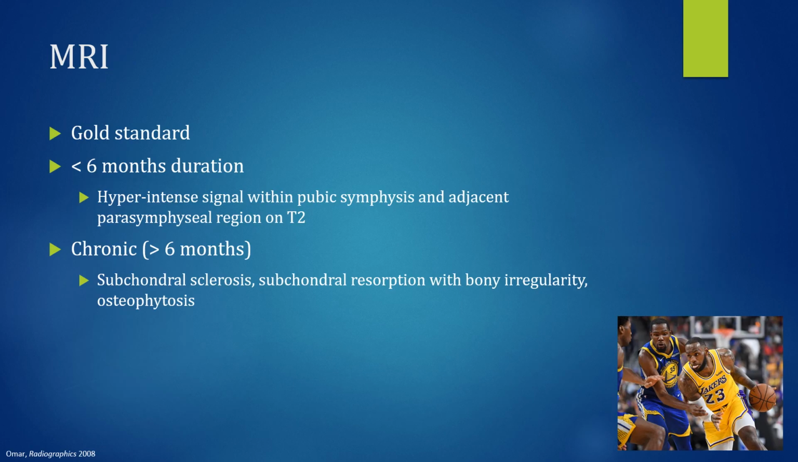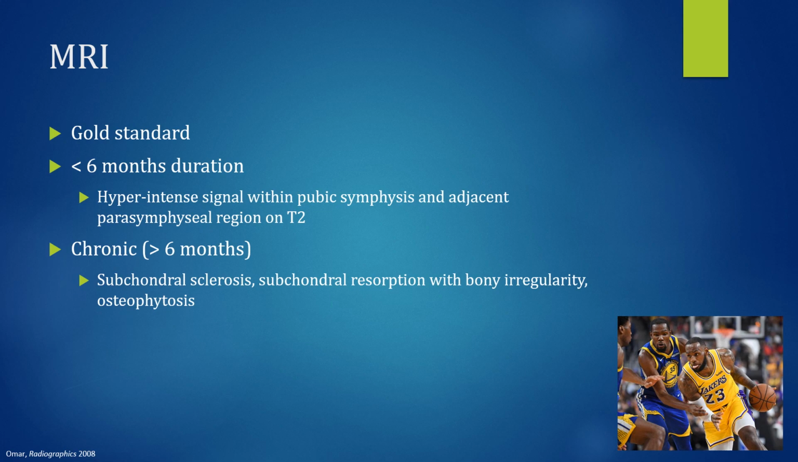MRI is now considered the gold standard for diagnosing osteitis pubis since it provides a detailed view of the symphysis pubis, the immediate surrounding tissues, and the rest of the bony pelvis and hips. The most common finding in cases with less than 6 months duration is the presence of hyperintense signal on T2 weighted images within the symphysis and the adjacent parasymphyseal region.